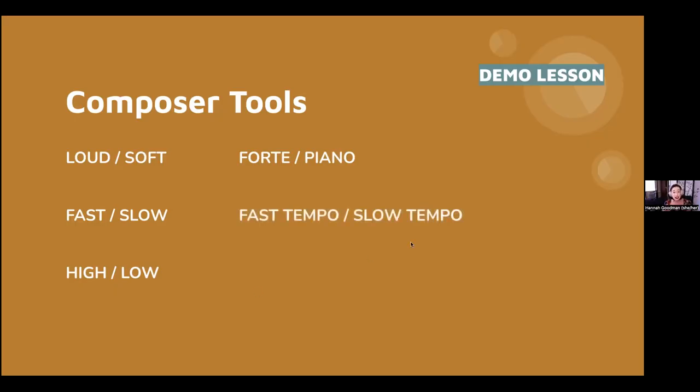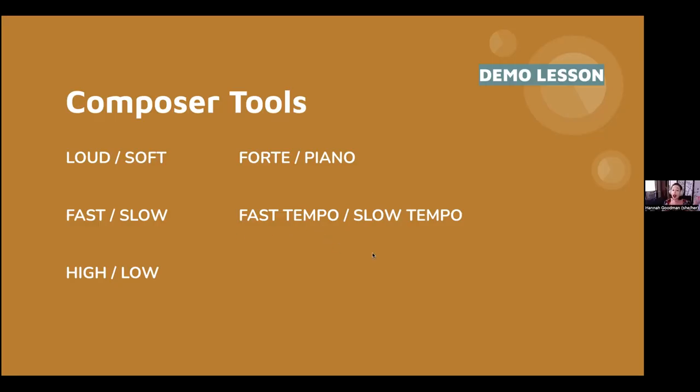We have fast and slow in music. We have fast tempo. Love it. Thank you for joining me with that. And we have also slow tempo. Excellent. Think about what emotions, what moods could go with these.